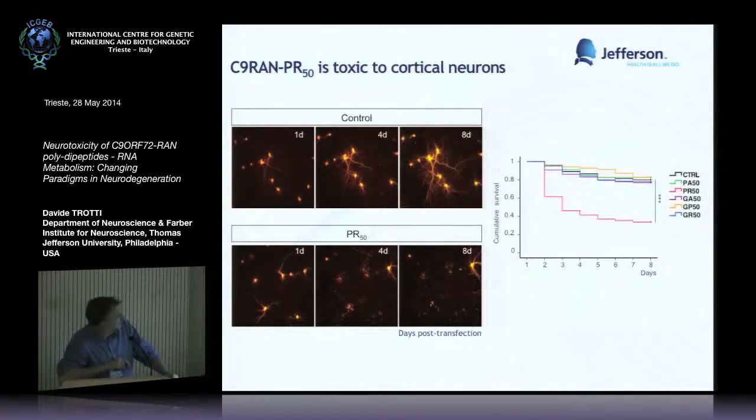With this in mind, we put our constructs into these neurons, and focusing on this Kaplan-Meier survival curve, you can see that cortical neurons are extremely sensitive to PR50. Their survival rate is very low. If they are transfected with PR50, they drop out quite quickly, whereas the other dipeptides seem not to have any effect on these neurons. This is shown here by these representative images. You can see a control. These neurons are transfected with PR. You can see that they disappear quite quickly off of the imaging field.